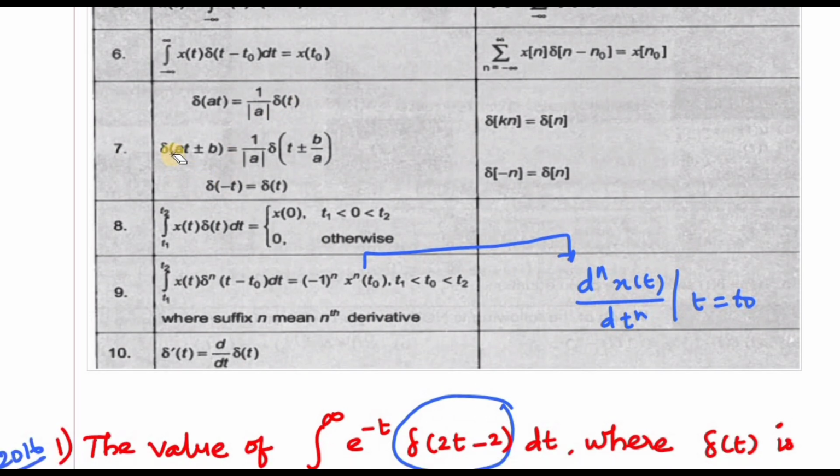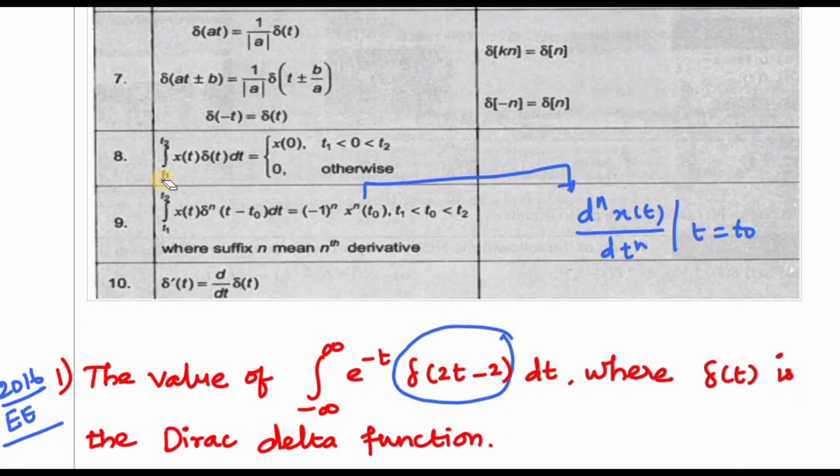Then here you have one more property. If I take a as common, I will get t plus or minus b by a. So this a goes to the denominator, and you will have 1 divided by the magnitude of a, since you can see del of minus t is equal to del t.